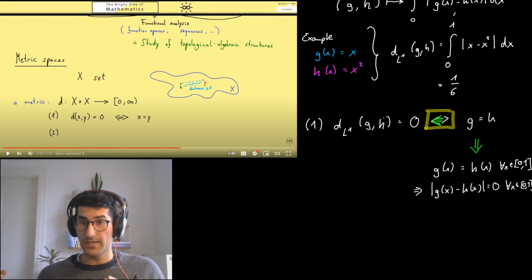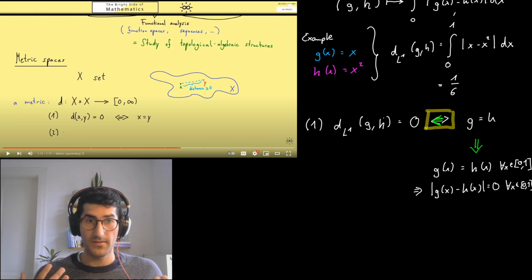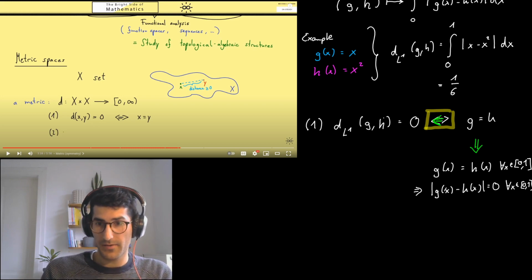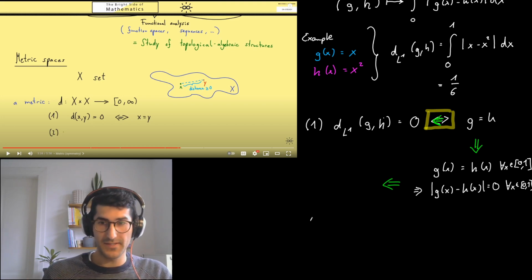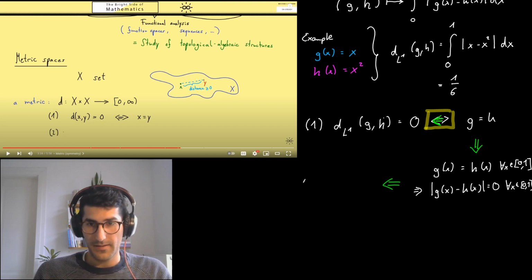Alright, now we need to jump into the definition of our metric. How are we going to do this? Well, we need an integral here, and what we are going to integrate is this lower expression here. Because if the absolute value is 0, then I can write the following: the integral of the absolute value of g of x minus h of x dx over the interval 0 to 1.